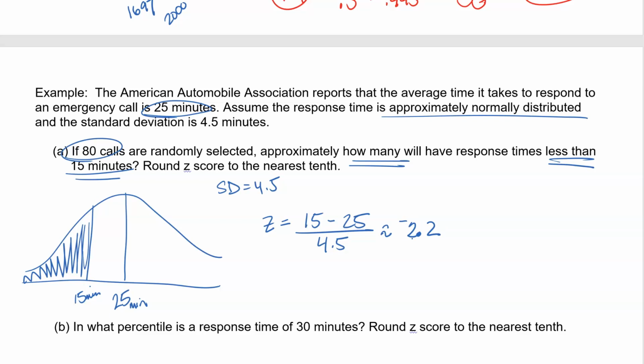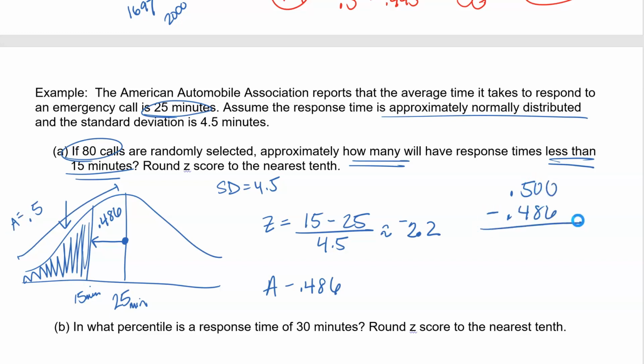I'm going to look 2.2 up on the table and find that it has an area of 0.486. Okay, that's the area starting at the middle, the average 25, going to 15. I want this shaded region here. So I know that the entire right-hand side of the curve is 0.5. I'm going to take 0.5 and subtract 0.486, and that's going to give me 0.014, which is like 1.4%.